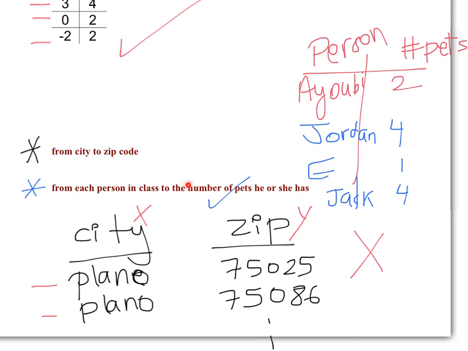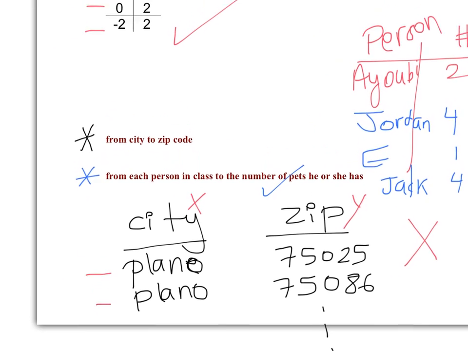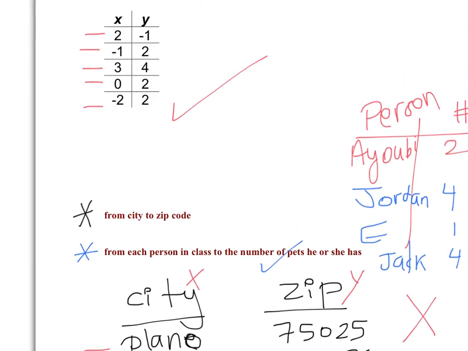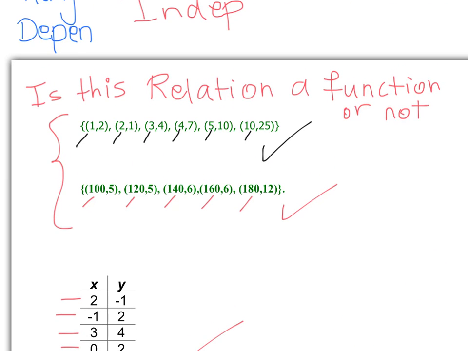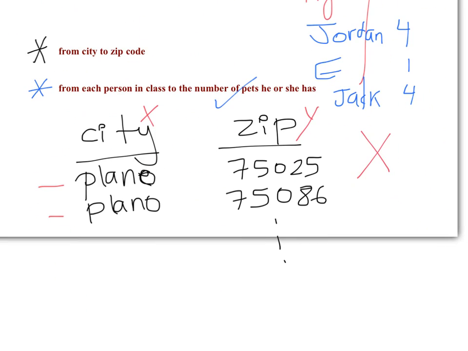Now, so far we looked at how they can give you a statement and you have to think it through. Table is another type of relation, and so are coordinates. Now let's move on and see what else we have.